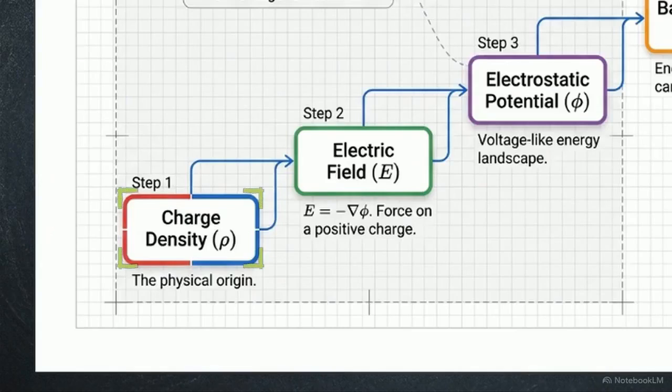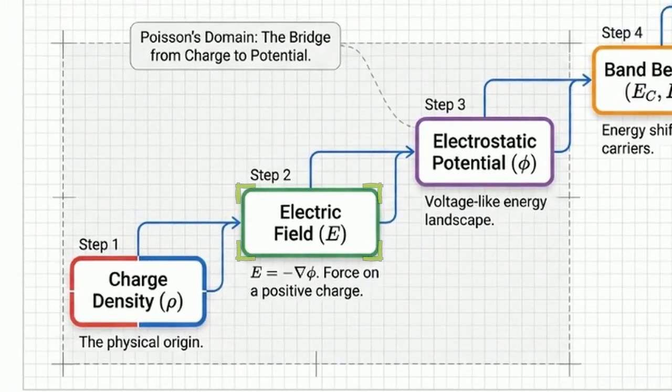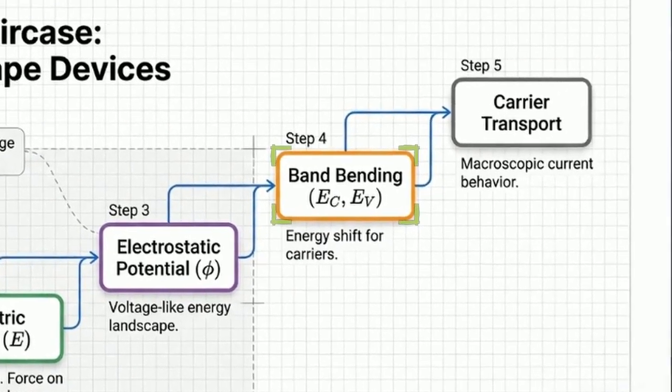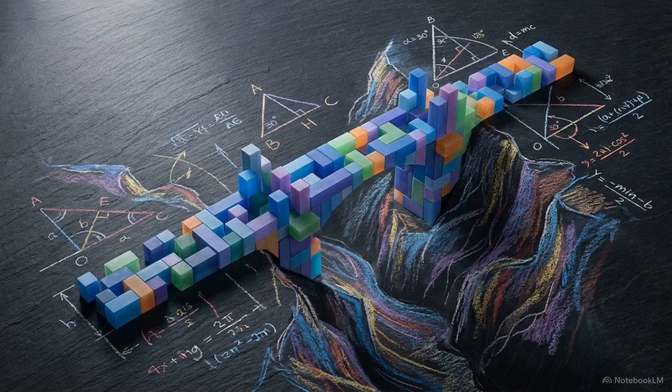The process begins here, determining the exact location and density of localized charge within the material. Because charge exerts force over distance, this density profile generates a specific electric field. Integrating that force builds the electrostatic potential, a voltage-like energy landscape. This potential physically warps particle energy levels, resulting in band bending. Navigating this sequence allows us to establish the electrostatic baseline required to analyze modern semiconductors.